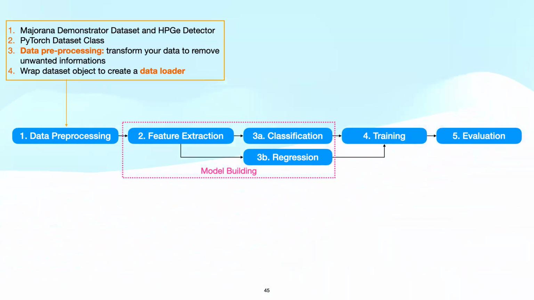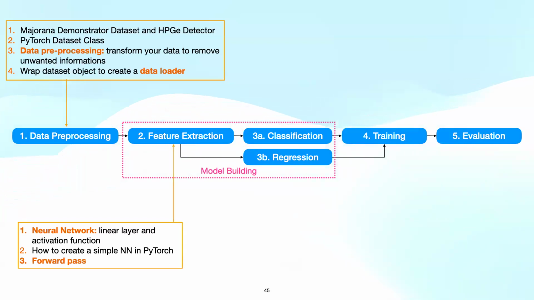On the data processing side, I discussed the Majorana Demonstrator data and how to build a PyTorch dataset, and how to do your data processing to change the shape of your waveform, and also how to create the data loader by wrapping your dataset objects into the data loader class. In the feature extractor part, I discussed neural networks, linear layers, activation functions, how to create a simple neural network in PyTorch, and what a forward pass looks like in your neural network.